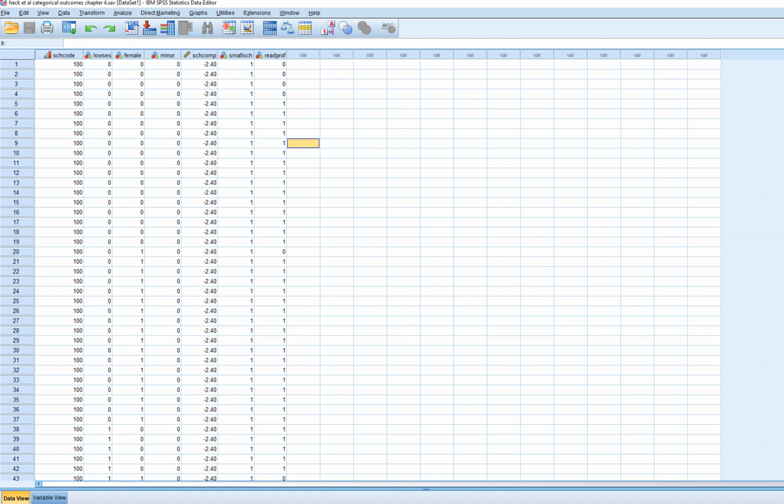So in the data set that we have right here, the level 1 outcome variable is reading proficiency, which is coded 0 for non-proficient and 1 for proficient. So this is basically a student level or level 1 outcome variable, and those students are nested within different schools.